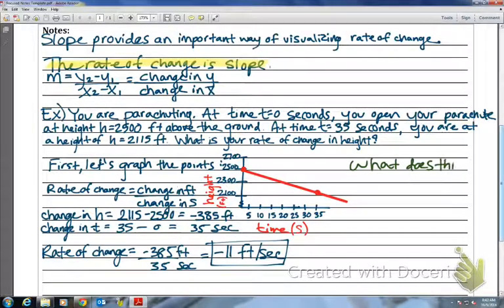And then last but not least, what does this mean for us? Well, it means that for every second that you fall 11 feet. So you're going 11 feet down every second. So from point A to point B, from 0 seconds to 35 seconds, every second you fell 11 feet, and that's how you got from a height of 2,500 feet to a height of 2,115 feet.